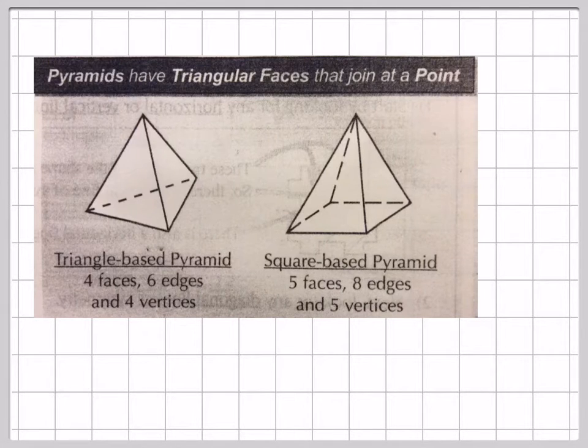Next we move on to pyramids. Now pyramids have got a shape on the bottom which is normally a triangle or a square, but it could be a hexagon or a pentagon. The main thing that makes them pyramids is the fact that they join up to a point at the top using triangles.